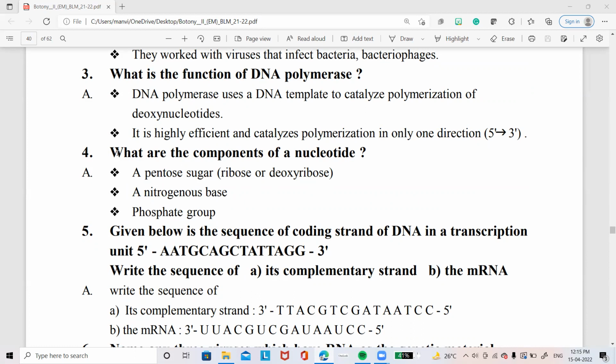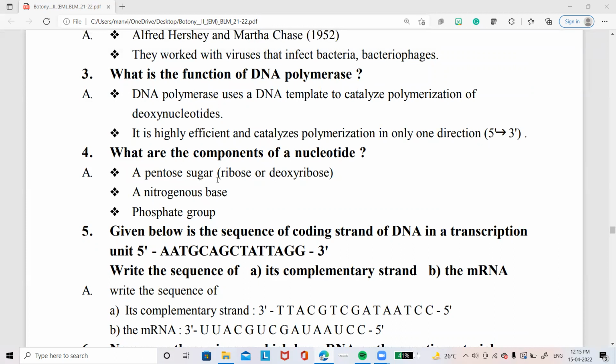Question number 4. What are the components of a nucleotide? The components of a nucleotide are a pentose sugar, either ribose or deoxyribose, ribose in RNA and deoxyribose in DNA, a nitrogenous base, and a phosphate group. Sugar, base, phosphate.